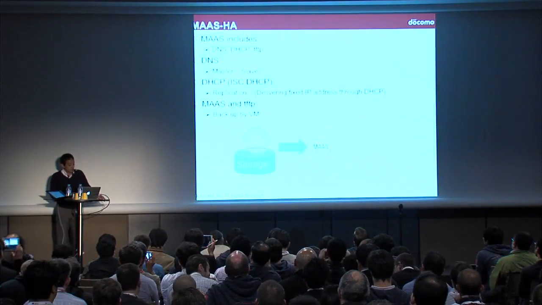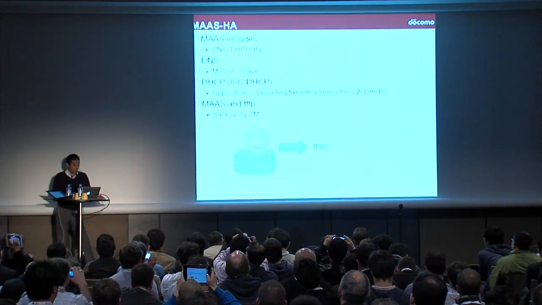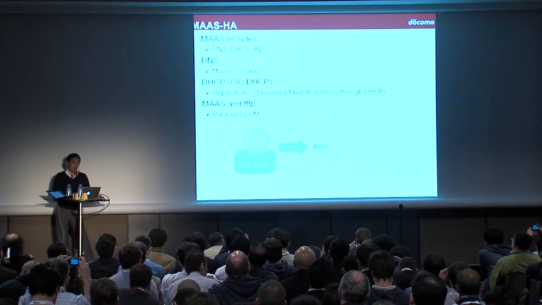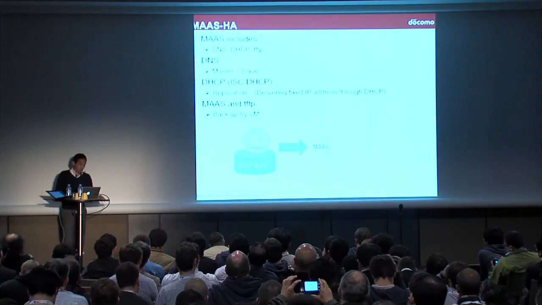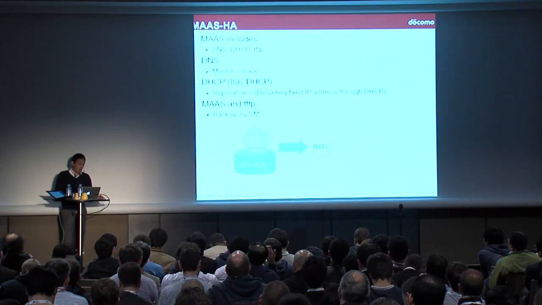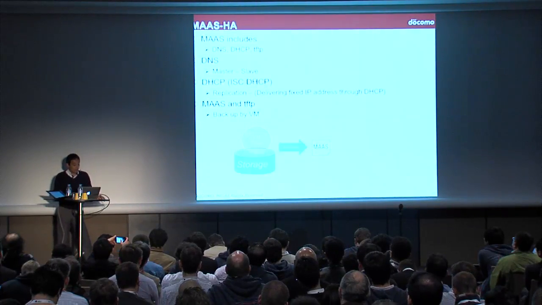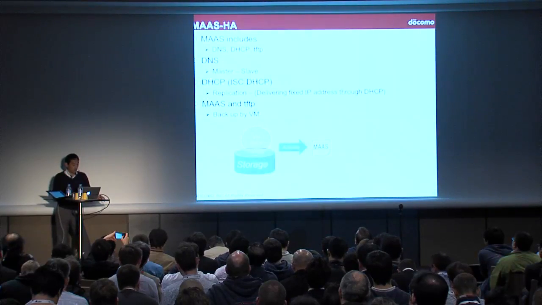And also, this is Mars HA. Actually, Mars includes DNS, DHCP, TFTP. But those HA are kind of straightforward. For DNS, we create just a master-slave. For DHCP, there is a replication. And HA for Mars itself is quite easy.